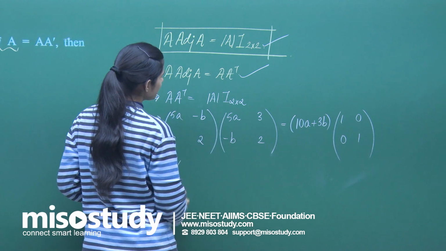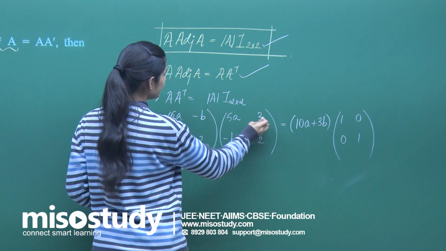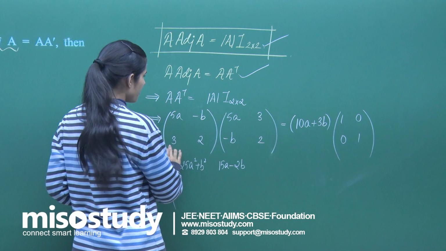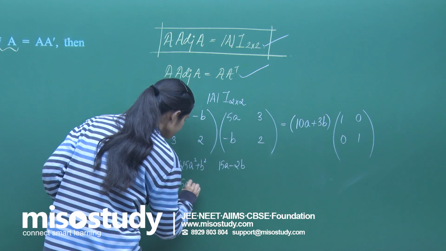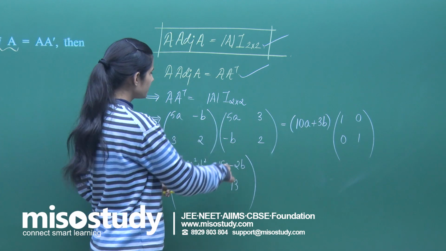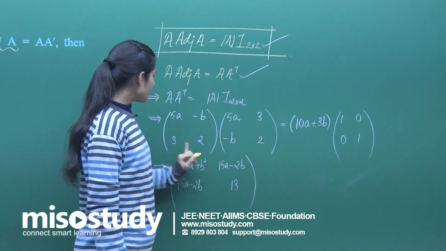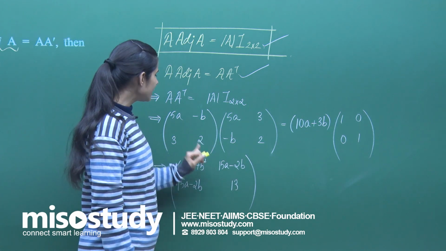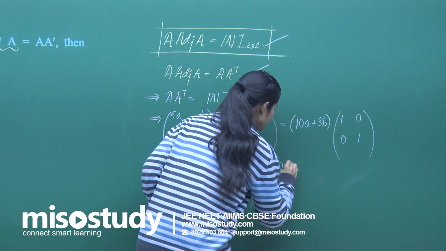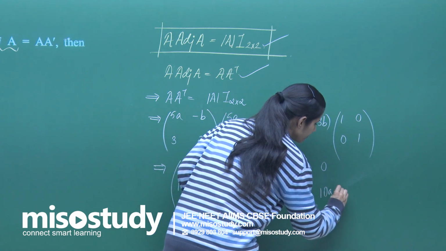What do you get? 25a square plus b square. This into this, and then you have this into this, so 15a minus 2b. Then you have this into this, 15a minus 2b again. And here you have 9 plus 4, which is 13. So first row into first column gave 25a square plus b square. First row into second column gave 15a minus 2b. Second row into first column I got 15a minus 2b again. And second row into second column 9 plus 4, that is 13. This is equal to 10a plus 3b into 1, which is 10a plus 3b. 10a plus 3b into 0 is 0. Here also 0, and here 10a plus 3b.